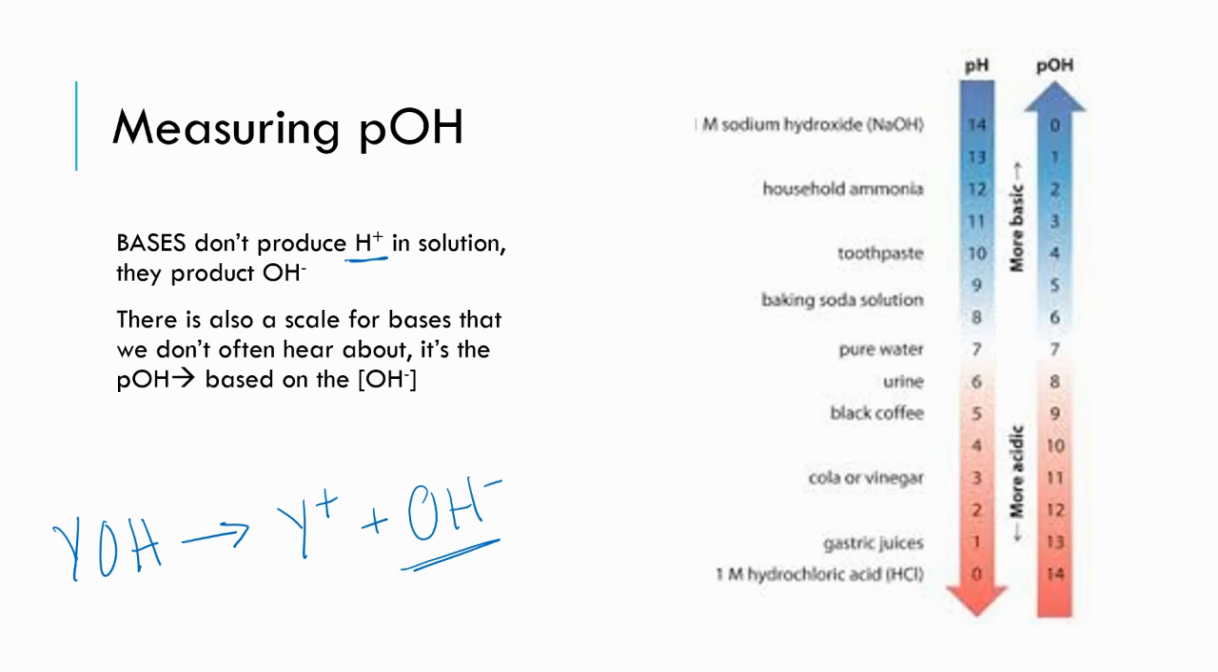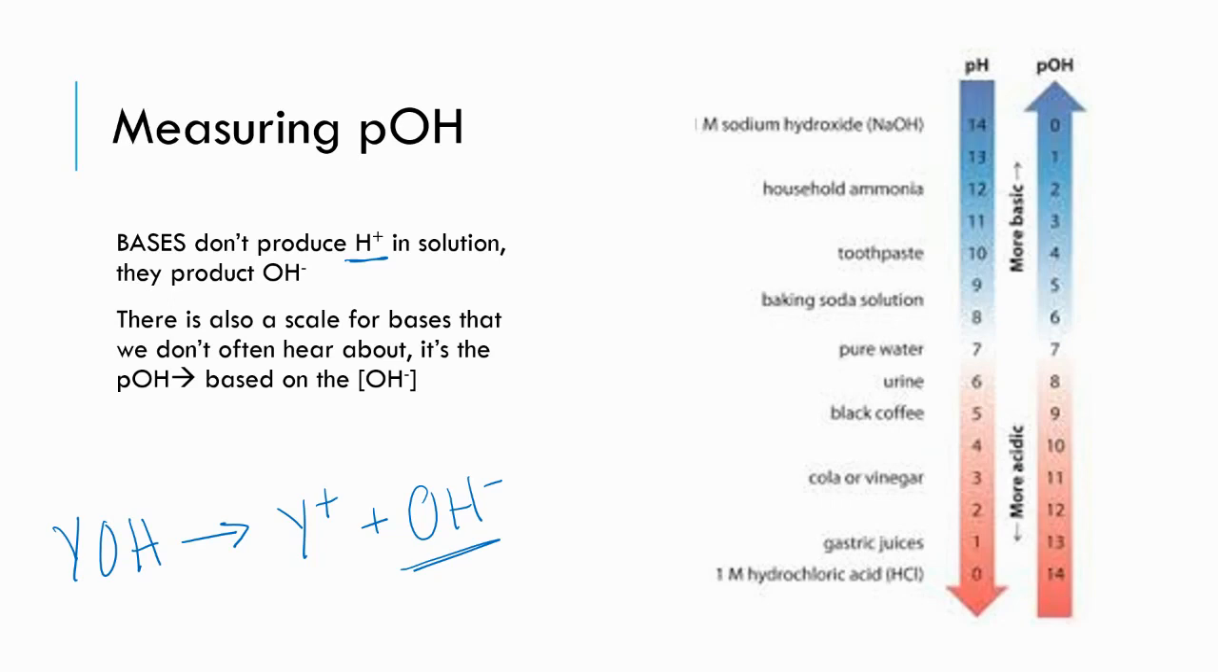And so there is actually a scale for bases that is the inverse of the pH scale. We don't hear about it very often because it's easy for us to just use the one scale, which allows us to make comparisons by just using the pH scale. However, the pH scale was not built for bases, it was built for acids. So now that we're going to be doing some calculations, we have to understand that there is a second scale, the opposite sister of the pH scale, called the pOH.